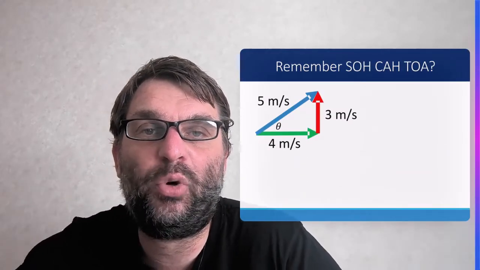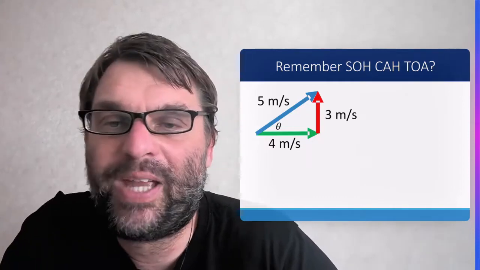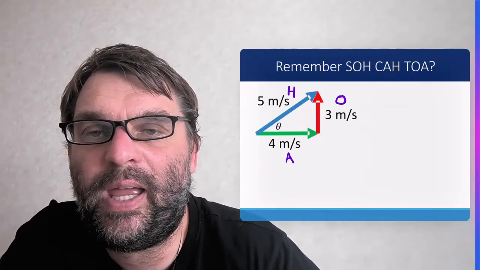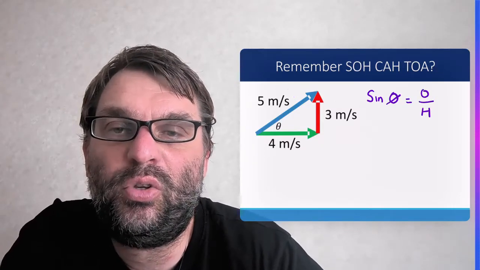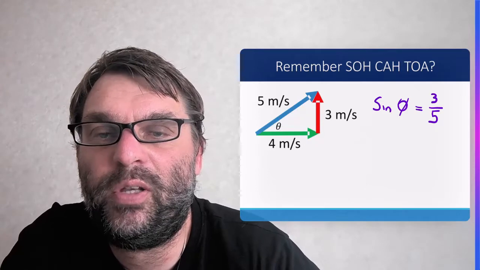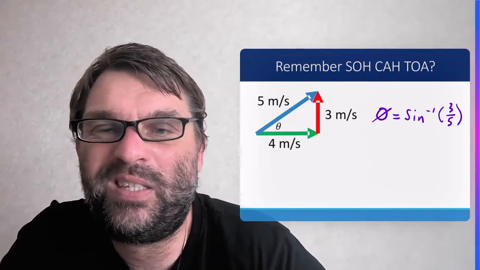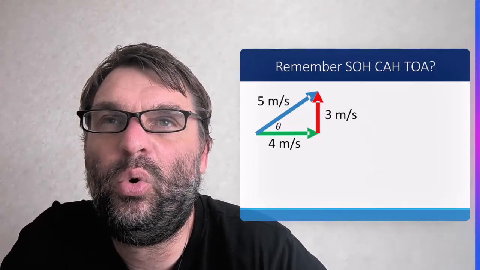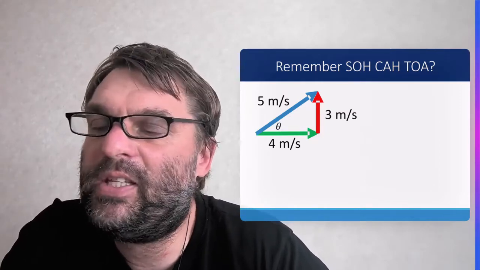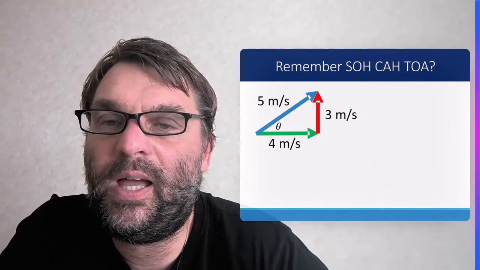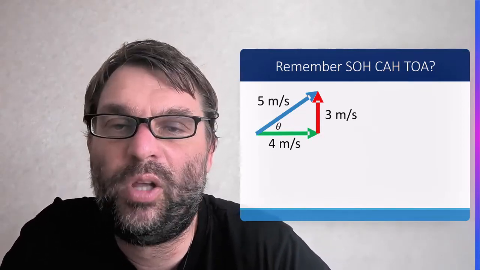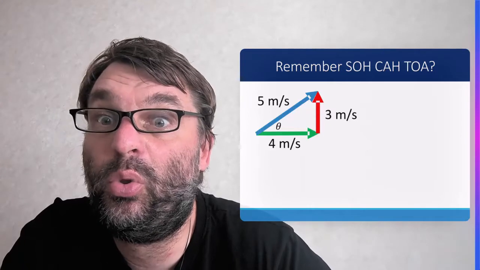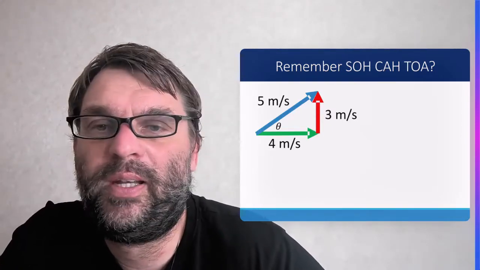It's also important to remember the concepts of SOHCAHTOA to work out angles, because remember, a vector has both a size or magnitude, but also a component of direction. So you usually say it's going to be a certain number of degrees northwest or southwest, depending on where the resultant vector is. For this particular case, it would be northeast. Sine theta will be 3 over 5, so theta will be the inverse sine of 3 over 5, or 36.9 degrees. 36.9 degrees northeast. That will be the correct answer for the vector.